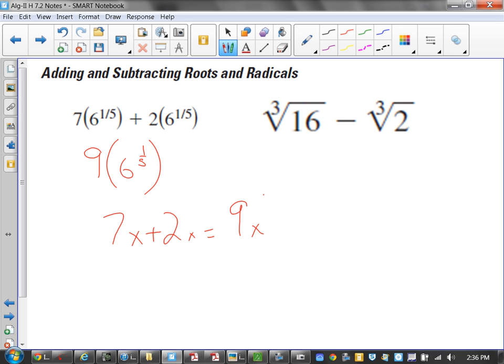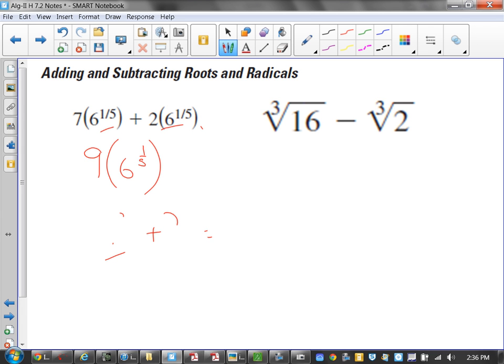It didn't become 9x squared, did it? No. You're combining like terms. These properties here are the same here. It's the same thing. It just looks different.